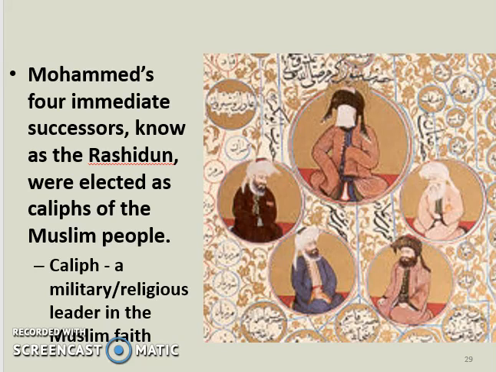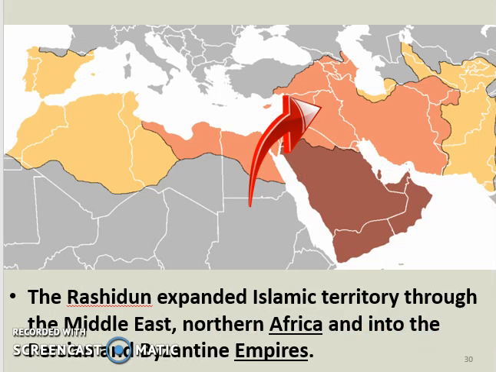Muhammad's four immediate successors, known as the Rashidun, were elected as caliphs of the Muslim people. A caliph is a military and religious leader in the Muslim faith. So these four ruled successively, meaning one after the other following his death. The Rashidun expanded Islamic territory through the Middle East, Northern Africa, and into the Persian and Byzantine empires. So under these four caliphs, who become known as the four rightly guided caliphs because they were taught by Muhammad, under their leadership, you see the expansions into the more pinkish color on the map.